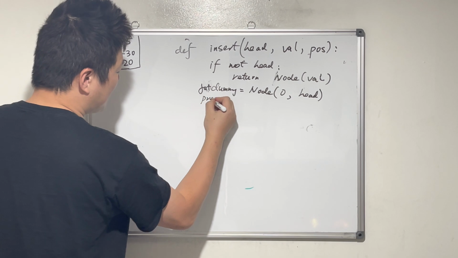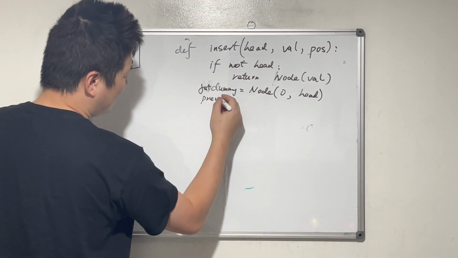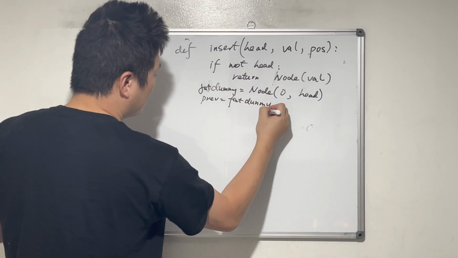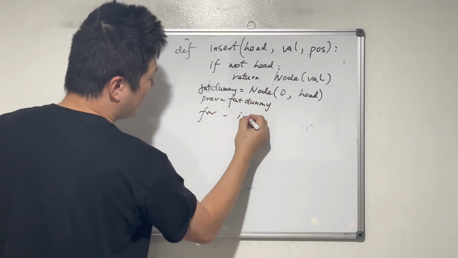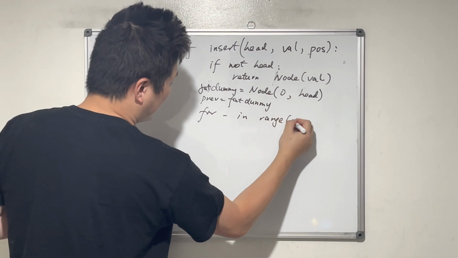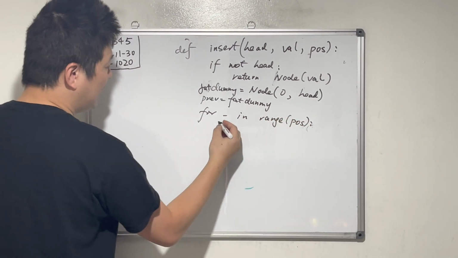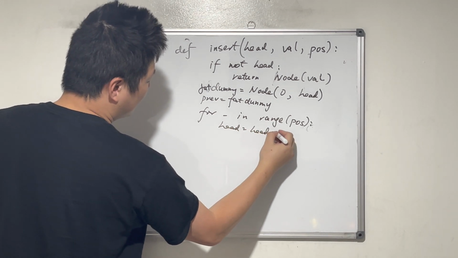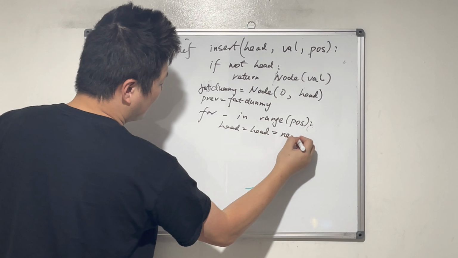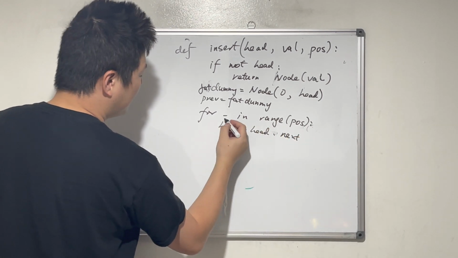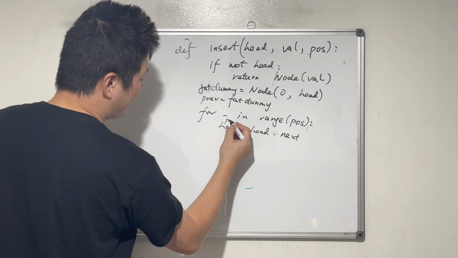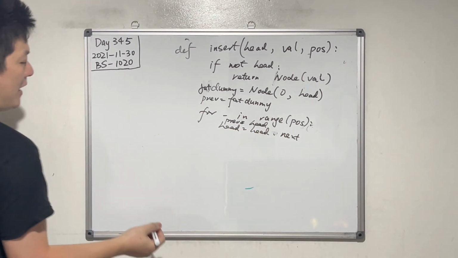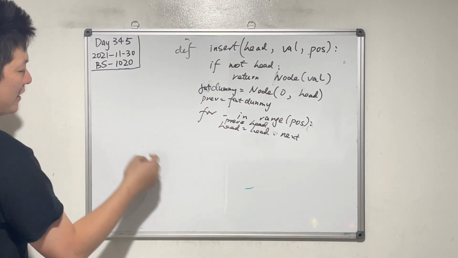So let's say previous equals fat dummy. And then we can say for in range position. We want to find out where it is. So head equals head dot next, and then previous equals head. We need to store the previous one. Remember. And now we can insert it.